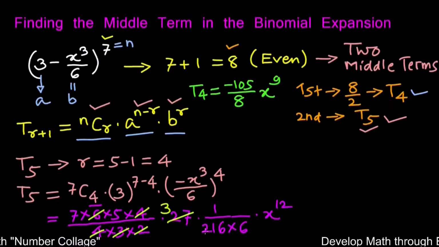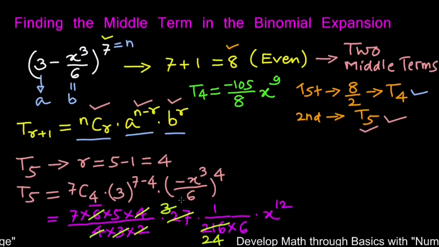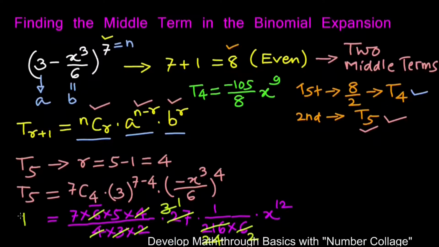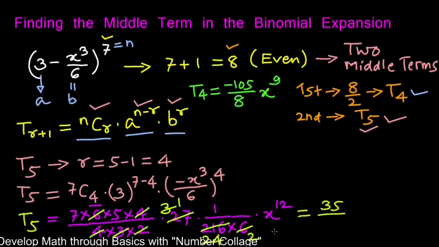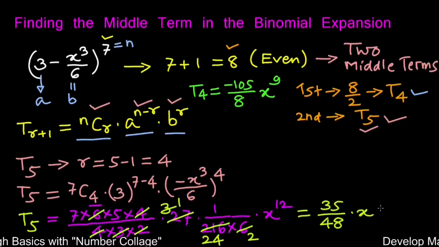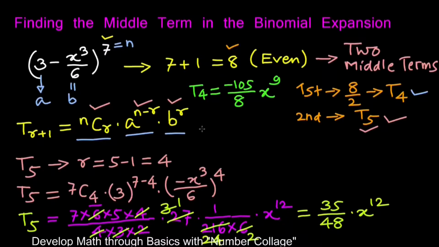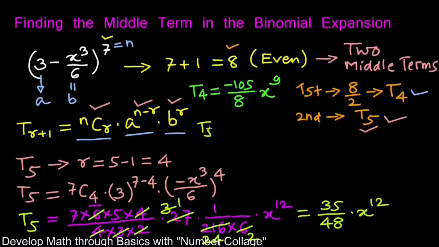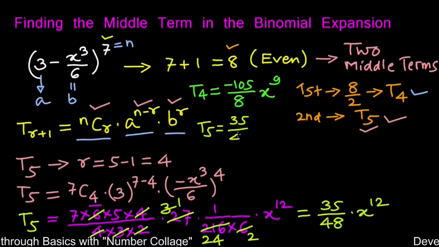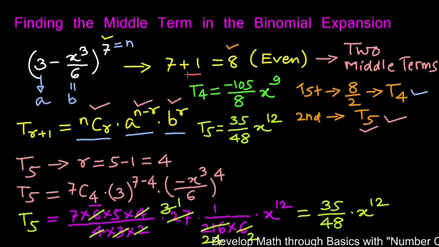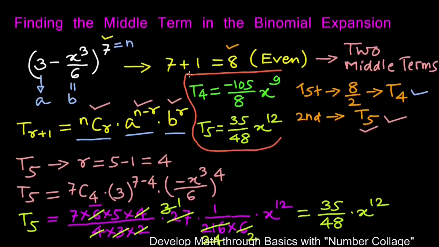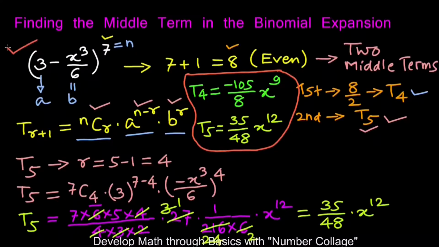Now here 3 2s are 6, which cancels with this 6, this 4 cancels with this 4, 9 3s are 27, 9 2s are 18, 9 4s are 36. So that gives us T5 equals 35 upon 24 2s are 48, x raised to 12. So the second middle term T5 will be 35 upon 48 x raised to 12. So these are the two middle terms of this binomial expansion.